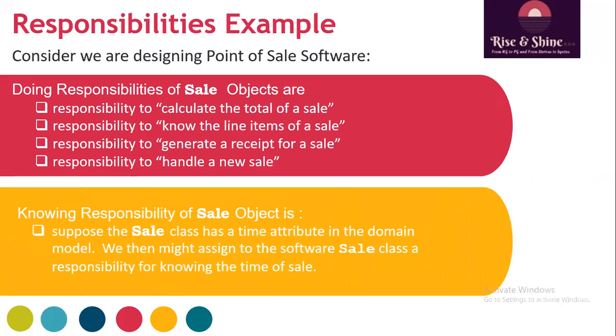And for knowing responsibility, suppose the sale class has a time attribute in the domain model, and we then might assign to the software sale class the responsibility of knowing the time of sale, or date of sale, or timestamp of sale. So this is a knowing responsibility of the sale object. These are the doing and knowing responsibilities of the sale object.